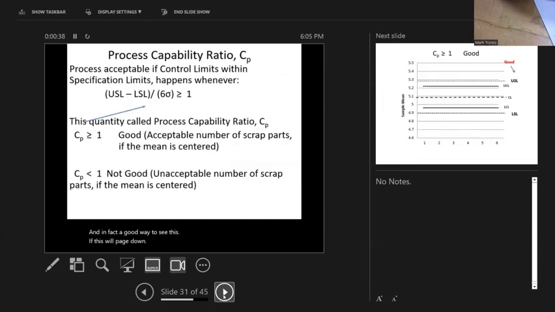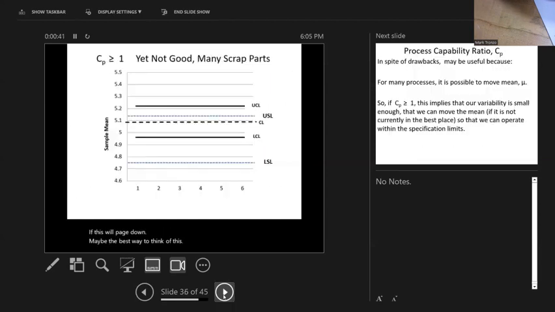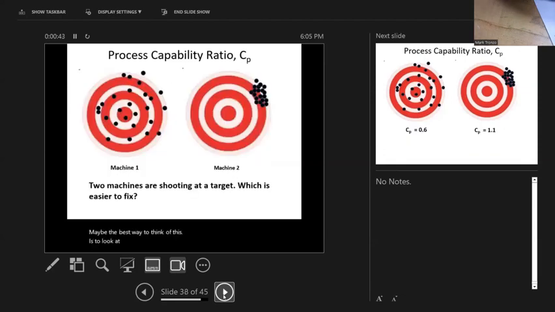maybe best way to think of this is to look at something like this. So suppose you have a target here and you have a machine, it's set to hit the target. And so the one machine hits the target like on the left here, and the other one hits the target like on the right. And you can see this one has some in the center. Let's say you're trying to get in this weight circle here. This one's kind of all over the place, but it has a few in the center. And this one here has none in the center.